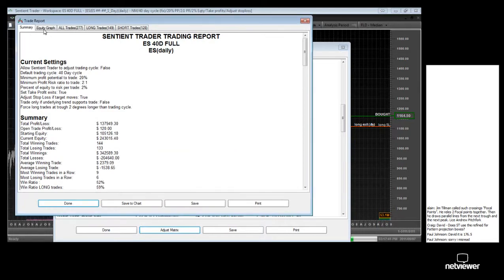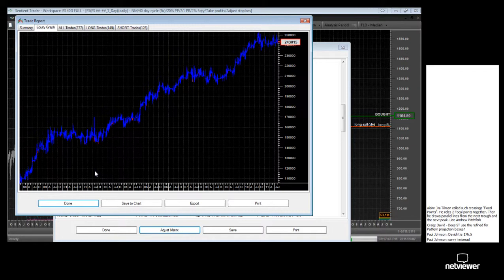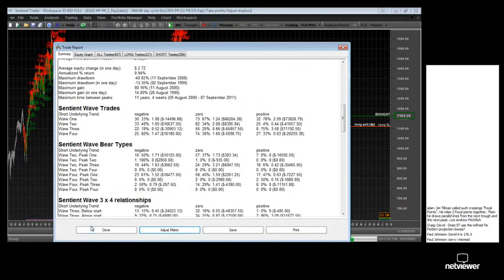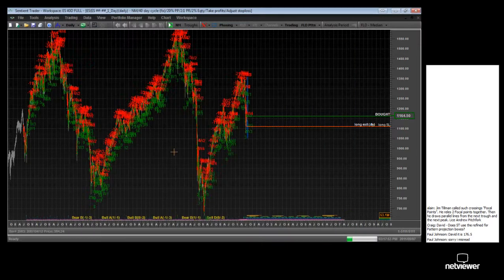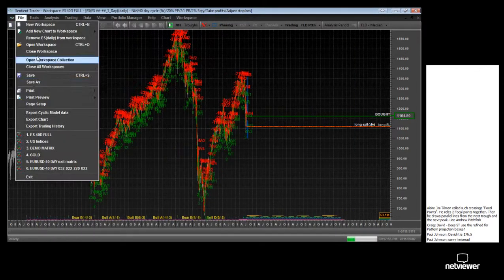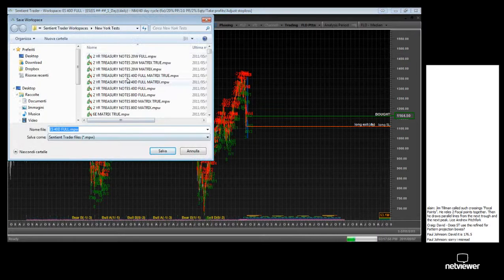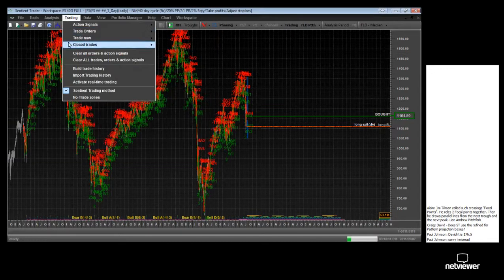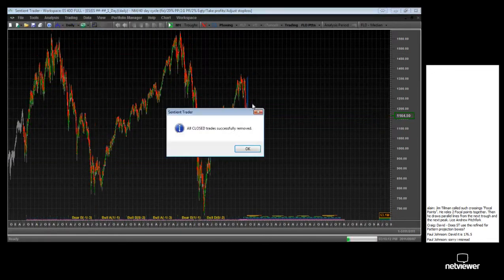Okay, so then what you do is you adjust your Sentient trading matrix by clicking on the Adjust Matrix button. And you say, I don't want to take that trade, I don't want to take that trade, or that trade, or that trade, or that trade, and so on. And you deselect all the trades that you don't want to be taking. Then you click on OK, and it generates a new trading report, giving you an approximation of how trading would have performed with a different trading matrix. And there it is. That's only an approximation, remember.